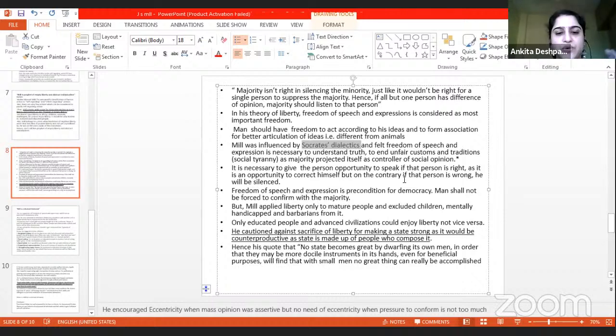So he says, to decide whether something is right or wrong, to avoid social tyranny. What is social tyranny? The majority telling you to obey something just because the majority of people are blindly following it. So he says, no, that is not right. It is necessary to give a person an opportunity to speak. If that person is right, it is an opportunity to correct himself. On the contrary, if the person is wrong, he can be silenced. So what is he trying to tell you?